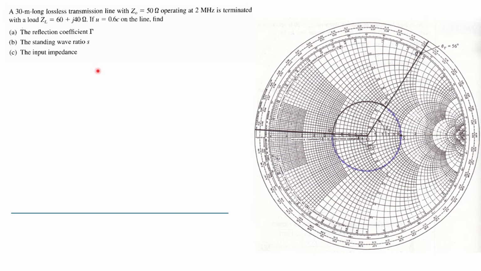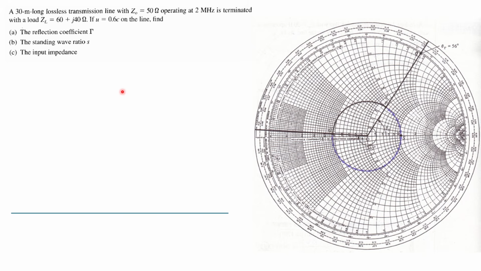So what is this question? Your transmission line has a length of 30 meters, clear? And Z naught is 50 ohm, operating at a frequency of 2 megahertz, the load impedance is 60 plus 40j, and the speed of the wave on the transmission line is 0.6.